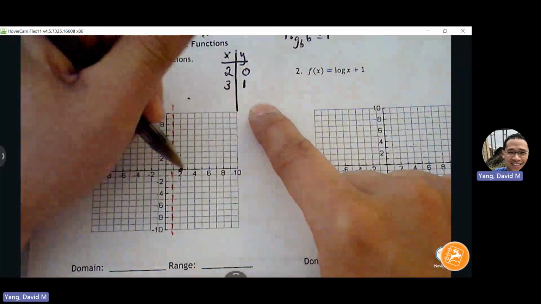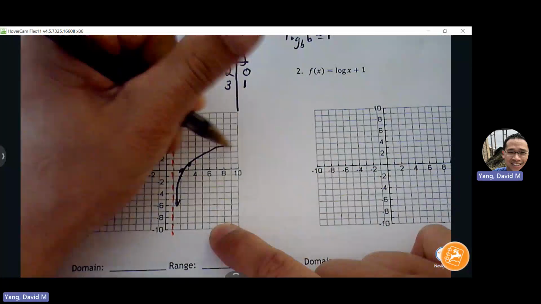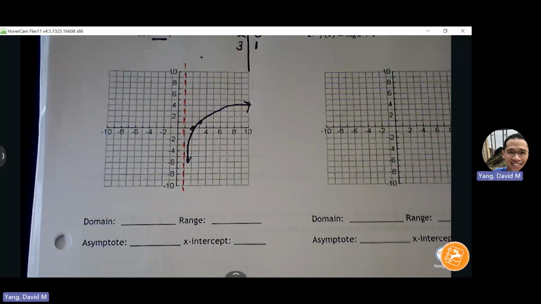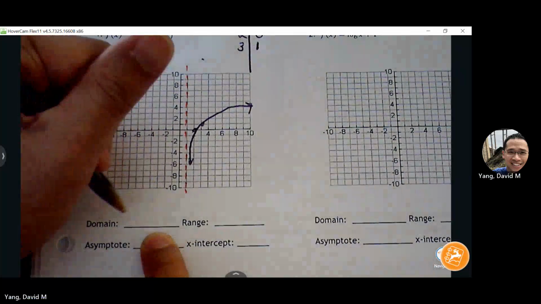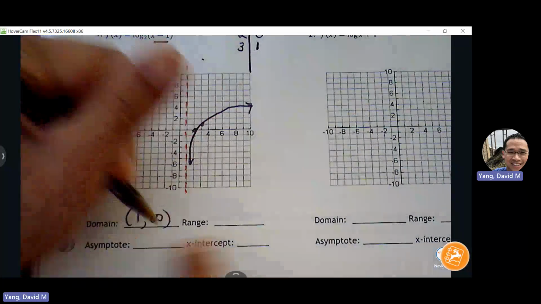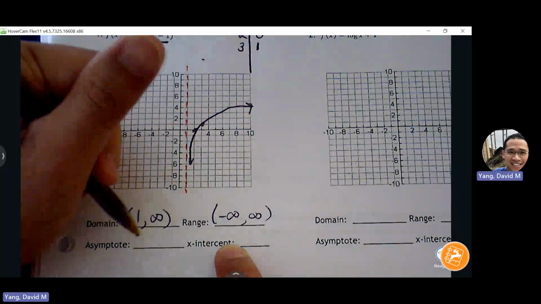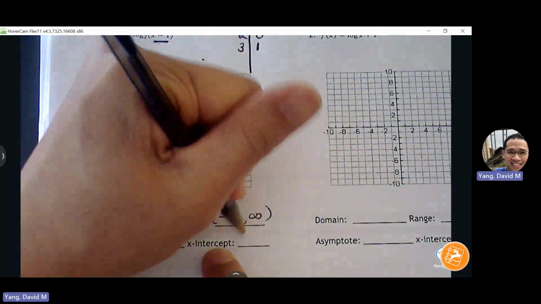Okay, so 2, 0, and 3, 1. That's all you need. Your graph will look the same every time. Very steep, and then followed by very gradual positive slope. Okay. Domain is going to change a little bit. What's the domain here? Yeah, always parentheses. Okay, range is always the same, doesn't change. Your asymptote is at x equals 1, and the x-intercept is at 2, 0.